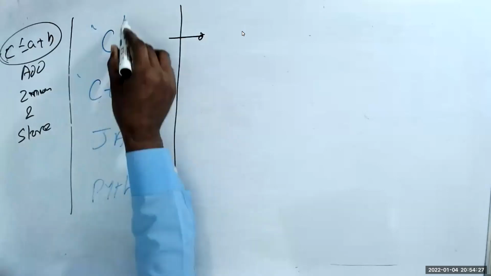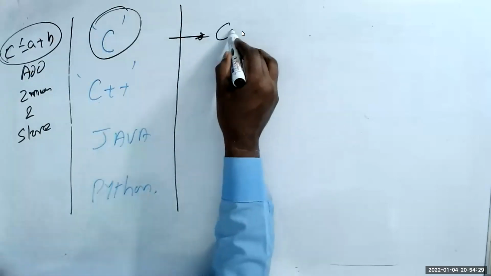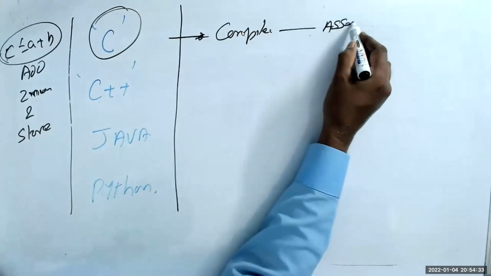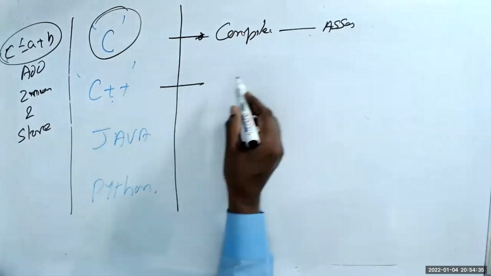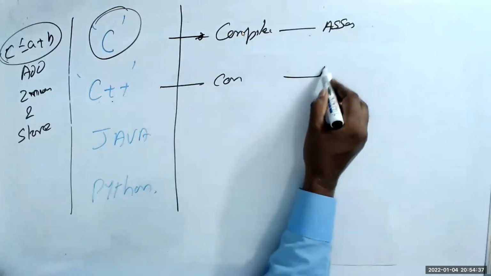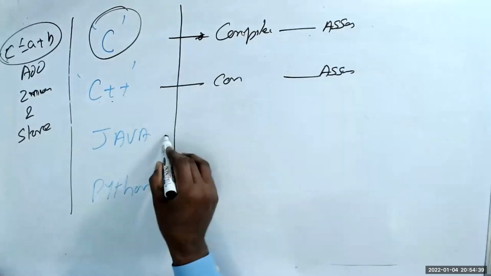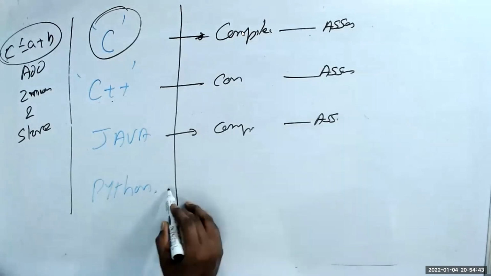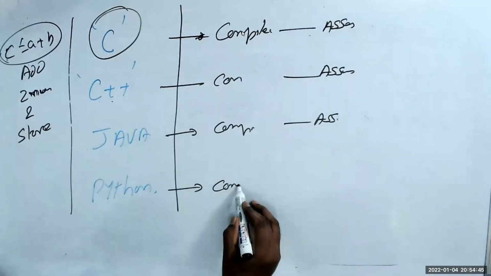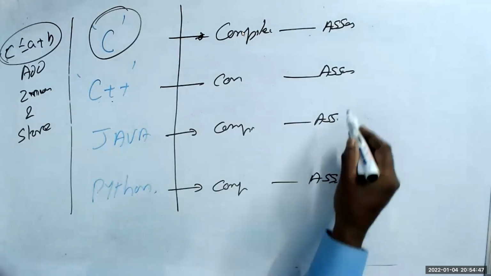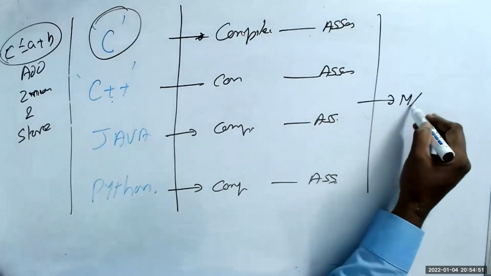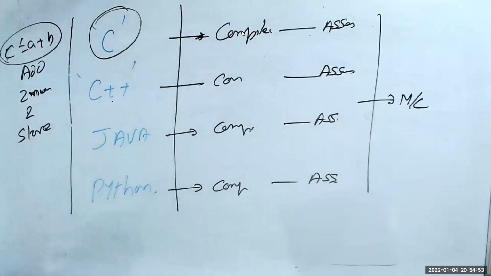If I do it in a C program, I compile it, and it gets assembly. When I put it in C++, I compile it, and that gets assembly. When I put it in Java, I compile it, it gets assembly. In Python, I compile it, I get assembly. From assembly, it gets converted to machine language. Understand?